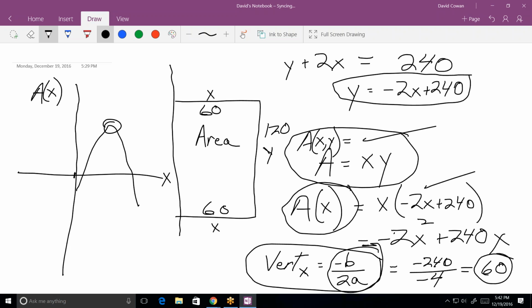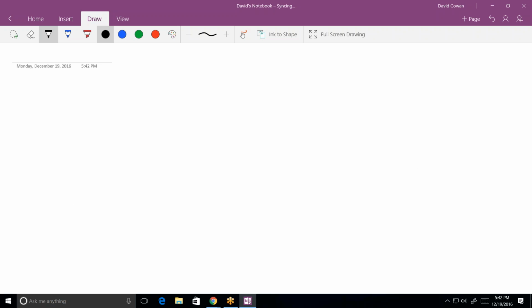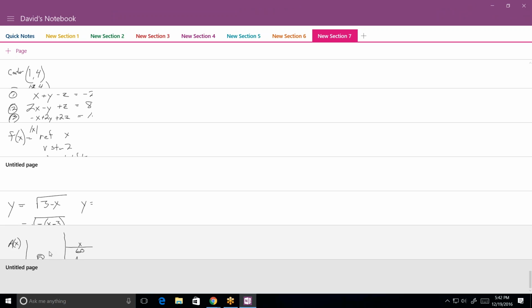All right. What else do you got? So for this problem still, it says, what are the possible values of x that make sense in this problem?